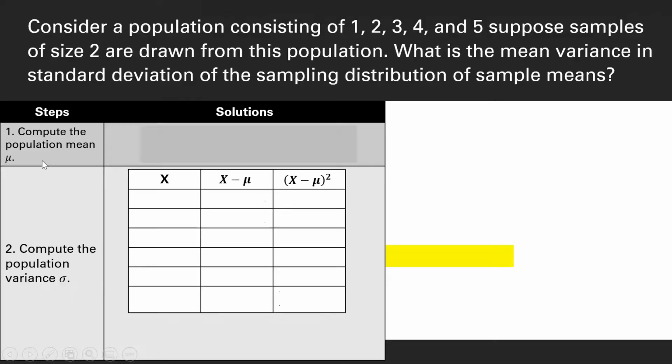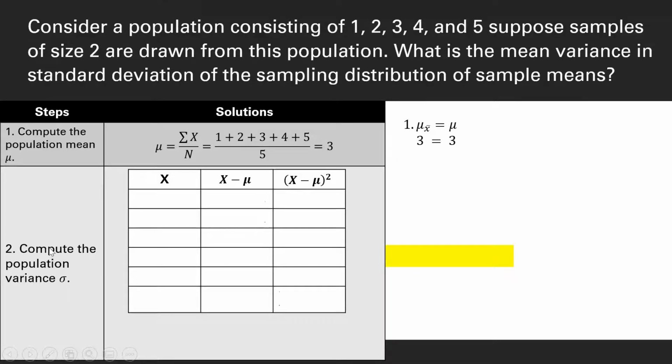In using the three properties, we only have 2 steps. The first step is to compute the population mean. To compute the population mean, just add these and divide by 5. So that is 1 plus 2 plus 3 plus 4 plus 5 divided by 5, which is 3. Property 1 states that the mean of the sample means is equal to the population mean. So if our population mean is 3, the mean of the sample means is also 3.